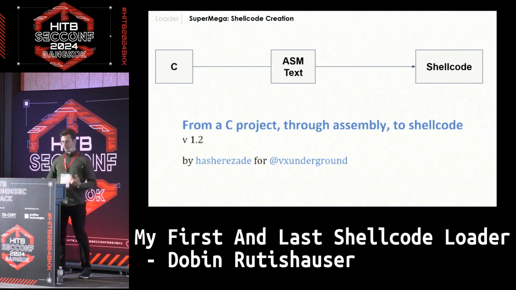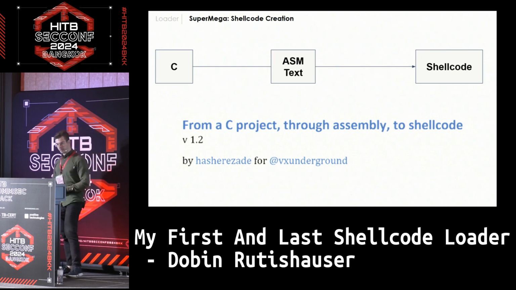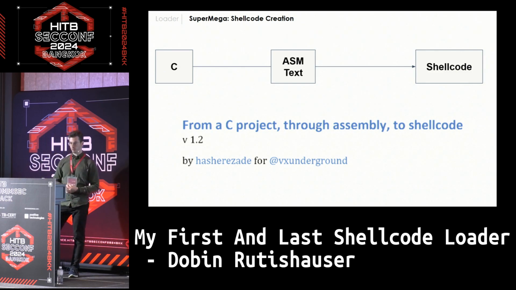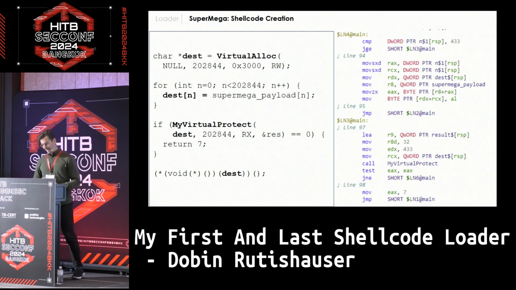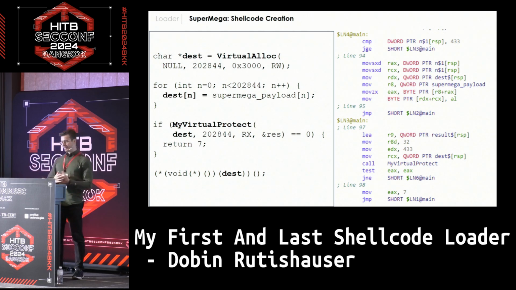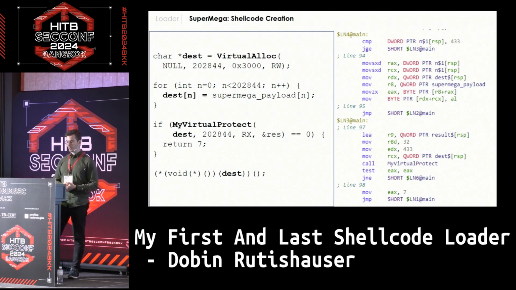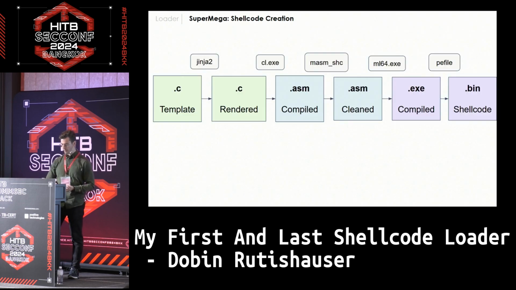Another piece of the puzzle was this tutorial from Hasherezade, from C project to assembly to shellcode. And I want to say it's not so much through assembly, but assembly text. The basic idea is that you write C code for your loader here on the left, and then you compile it into assembly text, as I call it, on the right. And this is not disassembly, this is part of the compilation procedure. So we can still modify this assembly text here on the right, which I will also do.